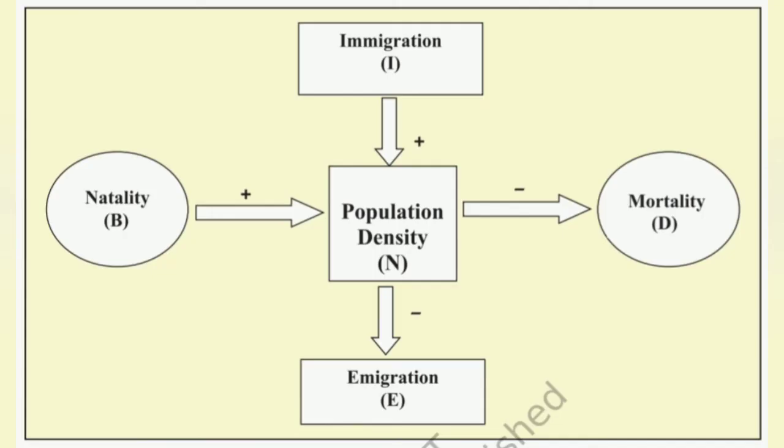Here is a figure representing how immigration is added, natality is added, and emigration and mortality are subtracted from the population density N. Here, the symbol for natality, that is birth rate, is B, immigration is I, mortality is D, and emigration is E. So we have to add B plus I and we have to subtract D plus E from B plus I in order to get N at any time.